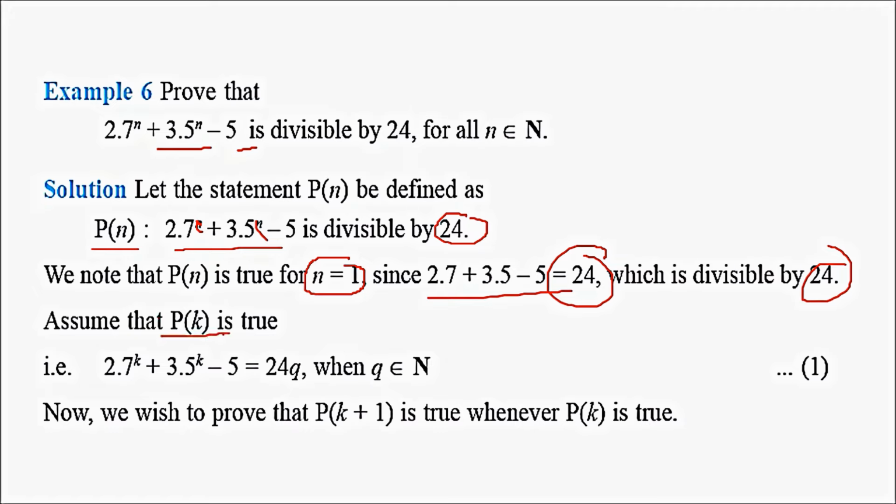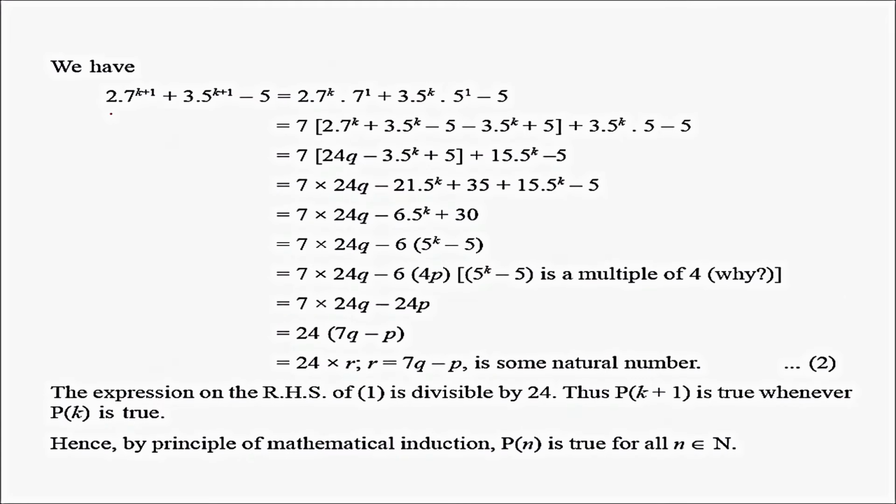We assume it to be true for Pk, means for n equal to k it is true. So this has to be some multiple of 24, say some q we take, where q belongs to the natural numbers. But this is divisible by 24, so we can write it in the equation form as 24q. We have to prove for Pk plus 1. What we do here, please understand it very carefully.